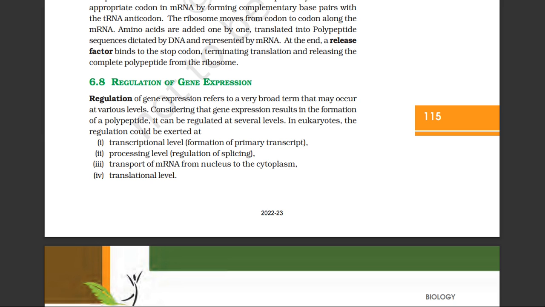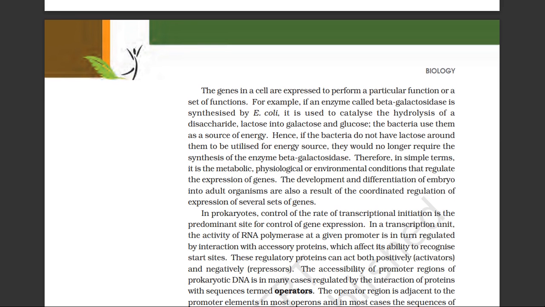Hence, if the bacteria do not have lactose around them to be utilized as an energy source, they would no longer require the synthesis of the enzyme beta-galactosidase. Therefore, in simple terms, it is the metabolic, physiological or environmental conditions that regulate the expression of genes. The development and differentiation of an embryo into an adult organism are also a result of the coordinated regulation of expression of several sets of genes.